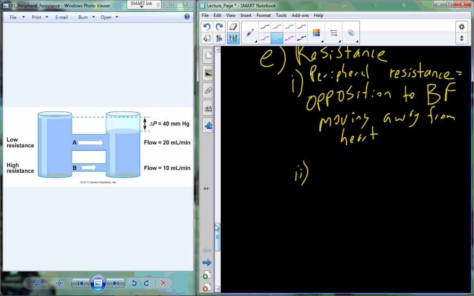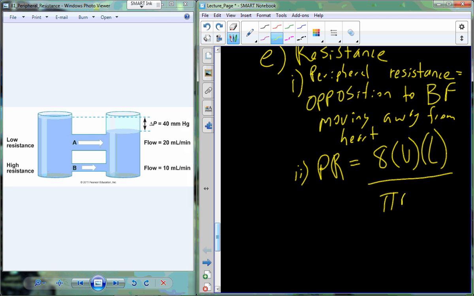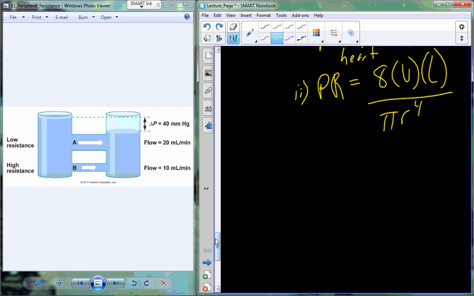So we can model peripheral resistance as peripheral resistance equals 8 times V times L all over pi r to the fourth. Now each of these is actually going to be a quantifiable variable. Each of those variables, I'm going to give you a description of what the variable is. But things are going to get a little bit easier here in just a second. And you'll see why.